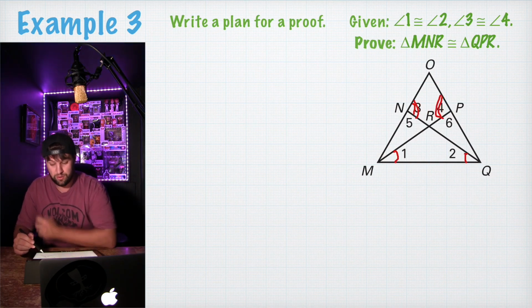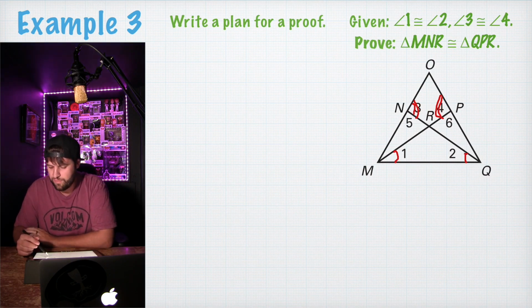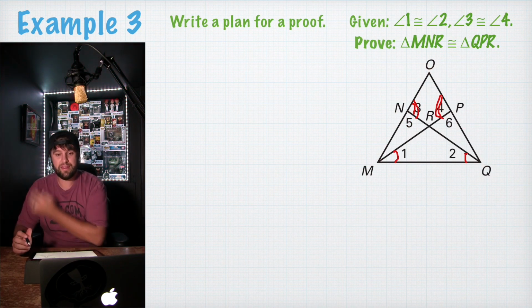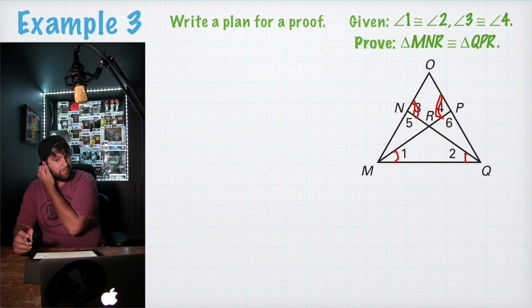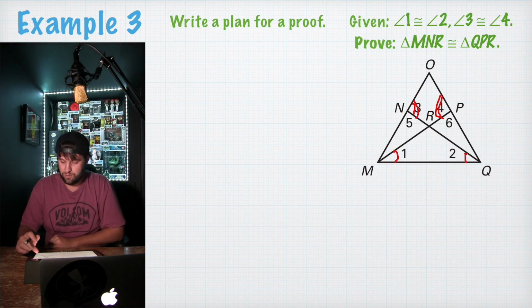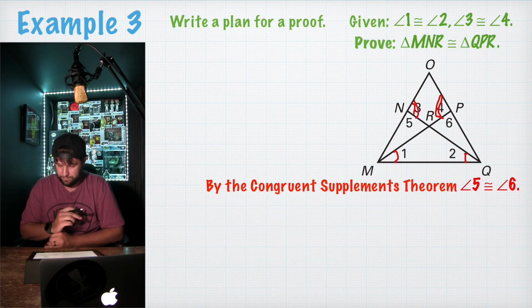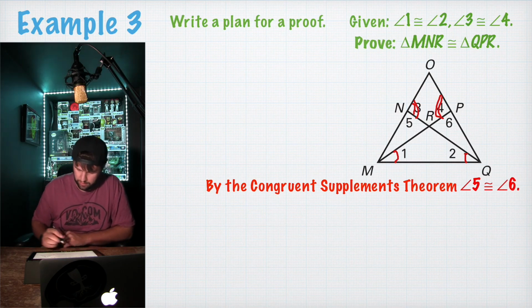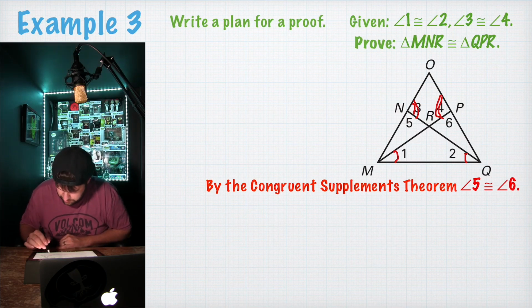Because we know 3 is congruent to 4, we also know 5 is going to be congruent to 6 because 3 and 5 are a linear pair. 4 and 6 are a linear pair. So by the congruent supplements theorem, we can say that 5 is congruent to 6. So let's go ahead and say that. 5 is congruent to 6. That's 3 arches. Man, I'm really drawing this picture up.